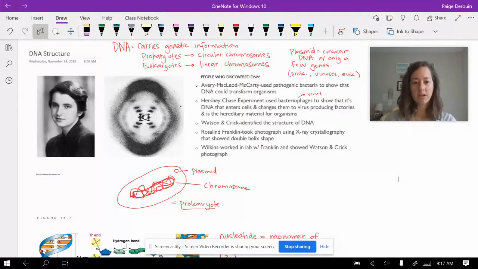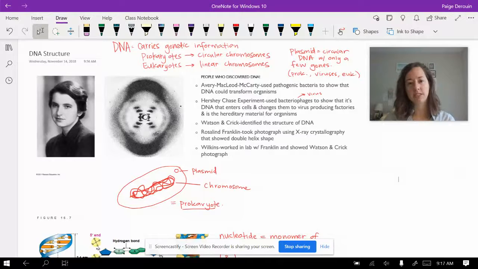There are a few other players in this game. Hershey Chase was an experiment that used bacteriophages, which are viruses, to show that the viral DNA is what entered the cells and caused changes in the cell to make them into virus producing factories. But bacteriophages are viruses that infect bacteria.